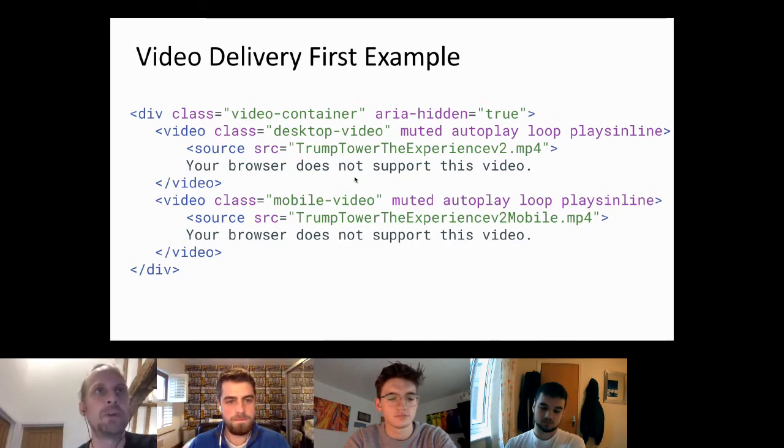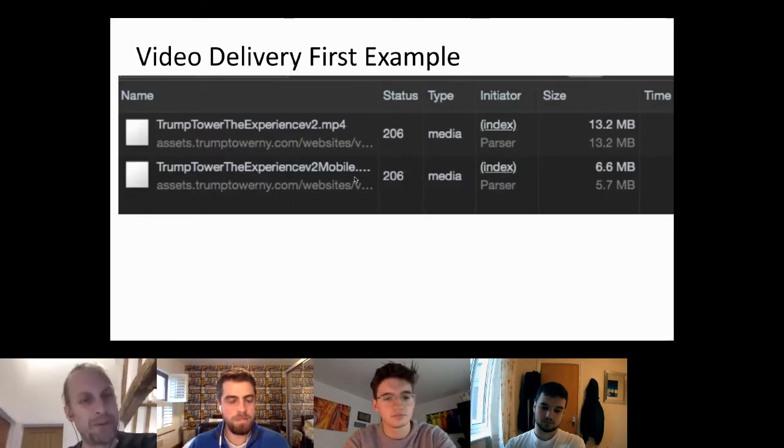So what happens when you do this is you download both videos, the desktop version and the mobile version, on desktop and mobile. So if you're on mobile, you've got 20 megabytes of video and you really only needed 6.6. This is just stupid, right? You should only download one of them. If it's mobile, serve the mobile one. If it's desktop, serve the desktop version. It's just sort of common sense.